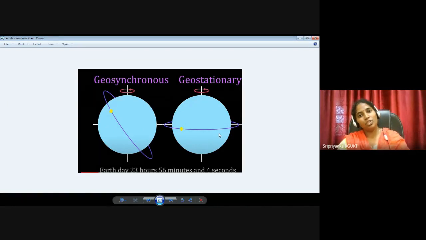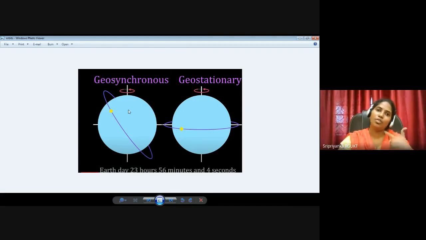But what is happening with the geostationary? Exactly in the plane of the equator only it moves, which means only in that portion it covers around that equator. It's stationary along that plane. It's synchronized with the rotation of the earth, without an inclination with the equator. So that's the main difference. So let's go back and see the content part.